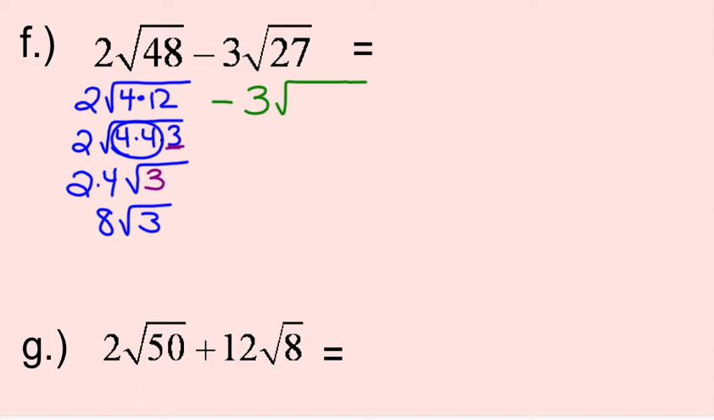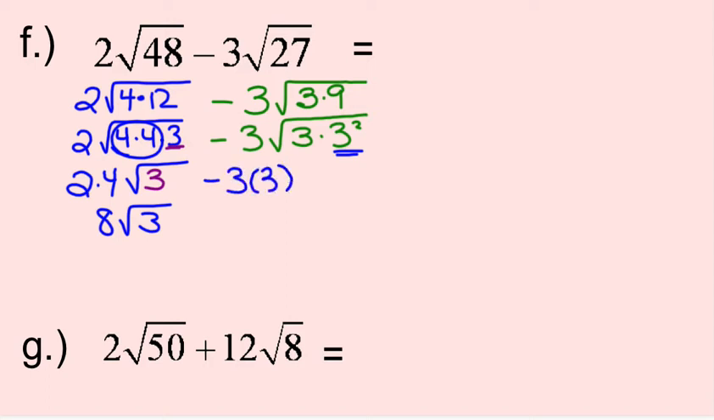27 doesn't divide into 2, so let's try 3. So 3 times 9 is 27. And then we'll break down 9 again as 3 squared. So remember, this 3 squared can pop out as a 3, and then you have your leftover of square root of 3. Now let's go ahead and multiply in the front. Negative 3 times 3 is negative 9. All right, so now we've done the reducing or simplifying all those radicals.